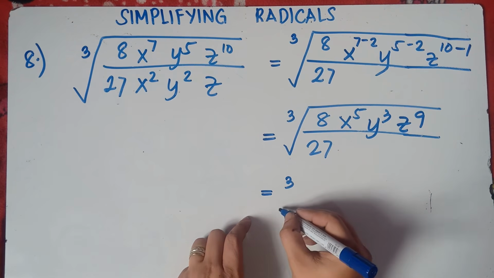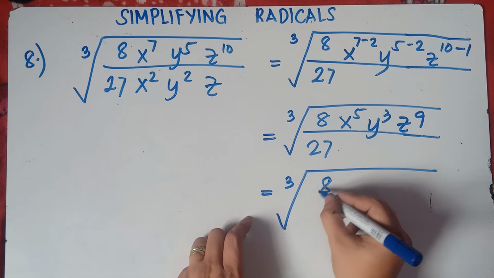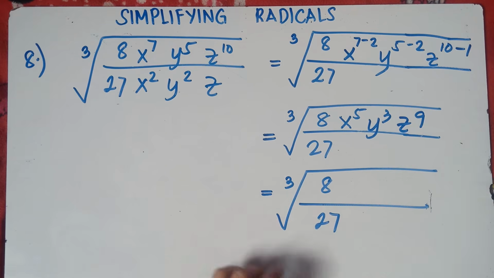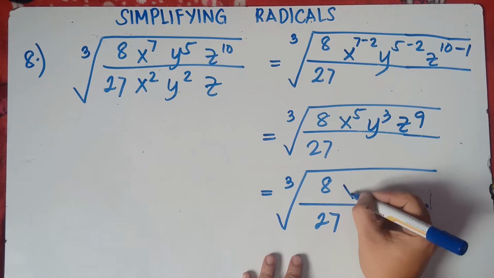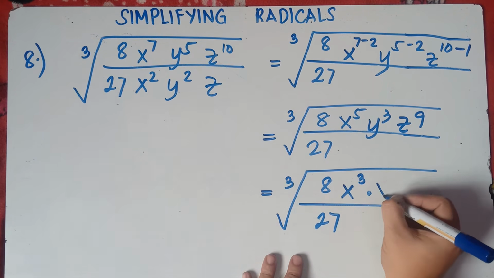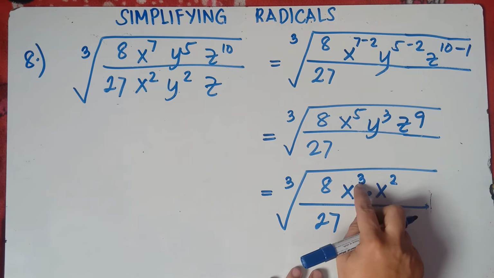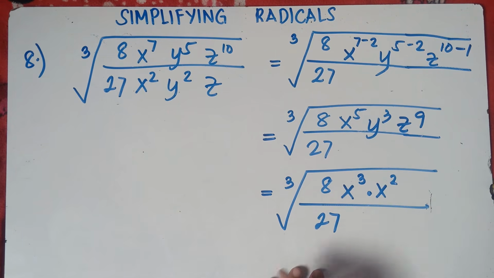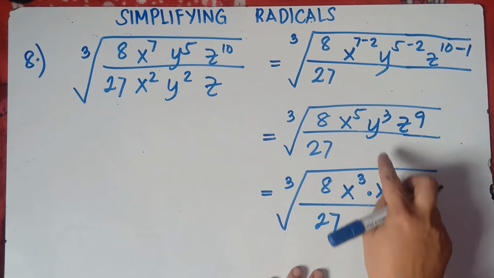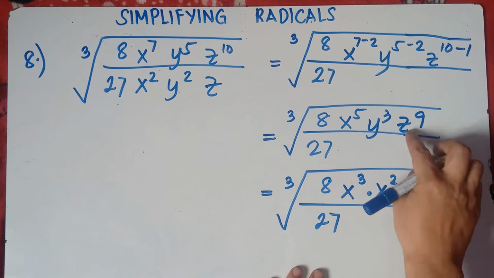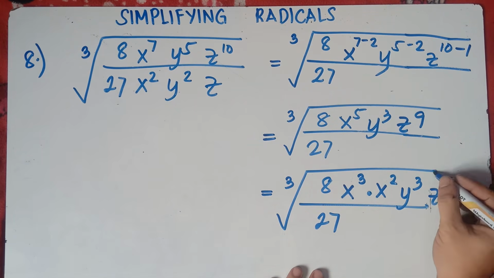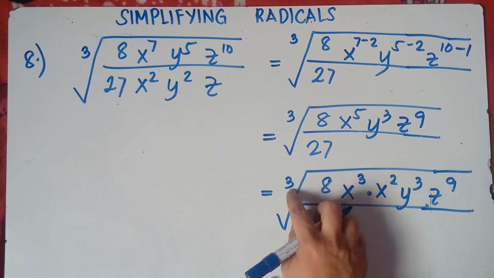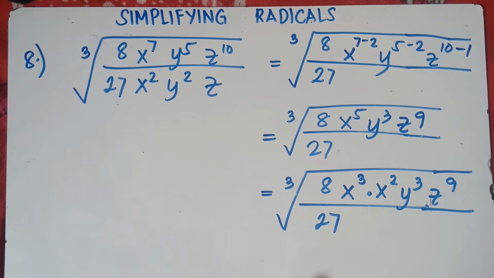So this will be the cube root of 8 over 27, and this will be x raised to the power of 3 times x squared, right? 3 plus 2 is 5. So we can divide 3 by 3. And for y, copy y cubed. For z, z raised to the power of 9, simply copy, class. Since we can divide 3 by 3, we can divide 9 by 3. For x, we cannot divide 5 by 3, that's why we factored it into 3 and 2.